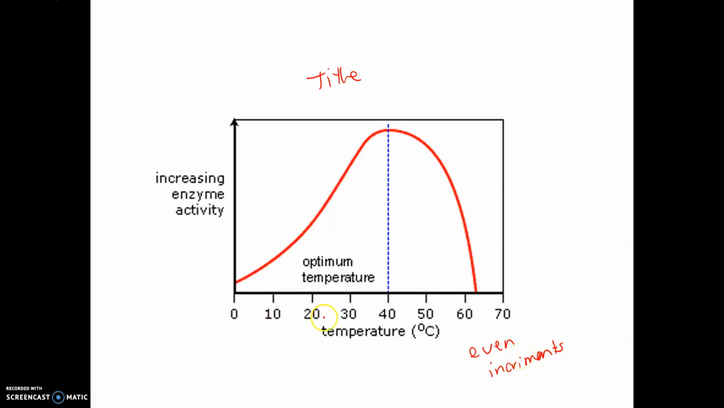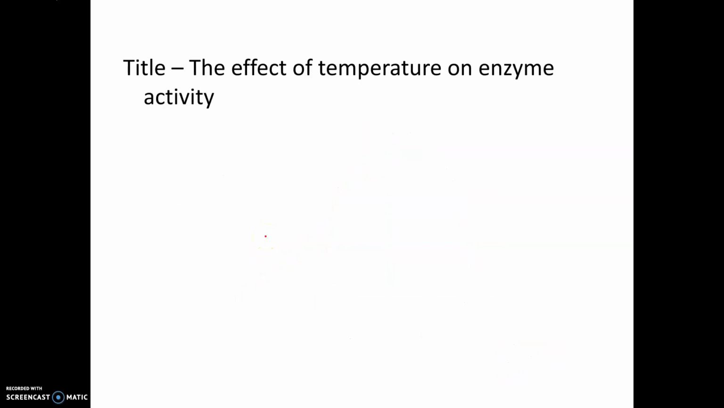So we go 0, 10, 20, 30, 40, 50, 60, 70. We can see that there's an optimum temperature line here. So this is where that enzyme is going to work the best. So let's break down this graph a little bit.